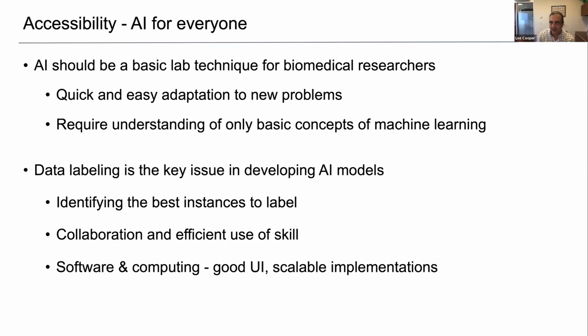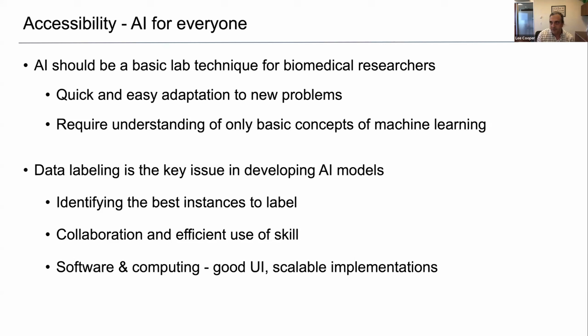I think that data labeling is still a key outstanding issue in realizing this vision. When it comes to developing AI, it's about the data. Many of the other steps can be automated. We have cloud computing now, but labeling the data is still a big problem, and it requires expertise and time and effort.